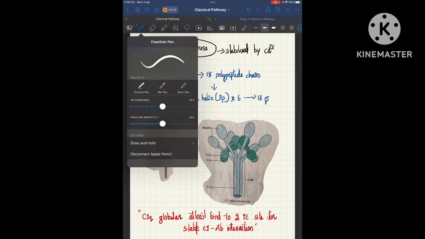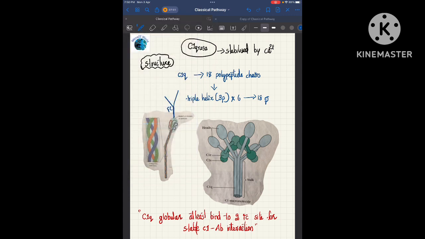Similarly, how many triple helices can be formed? 6 triple helices can be formed. So I can mark that. Just look at this image. See how many triple helices can be formed? 6: 1, 2, 3, 4, 5, 6. This is one triple helix, this is another triple helix. Each triple helix has a stalk and a head-like structure. With the head, they interact with the Fc portion of the antibody.